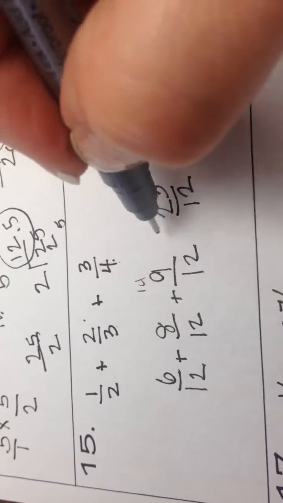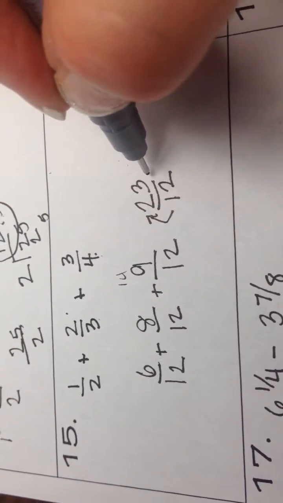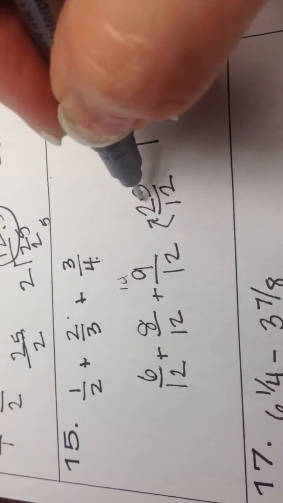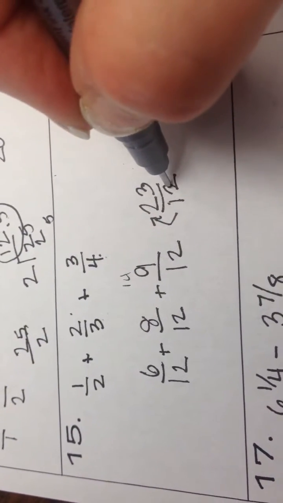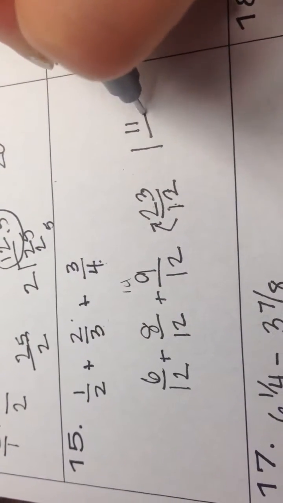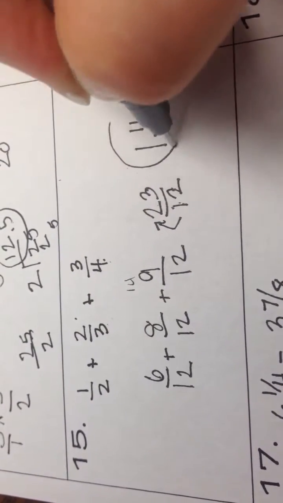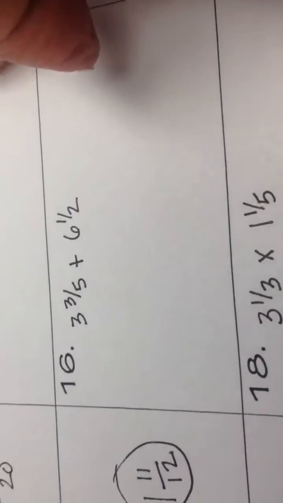Well, that's improper. So divide that into there. It goes once, not twice, because twice would be 24. So once, now just use this as your subtraction, right? 3 minus 2 is 1. 2 minus 1 is 1, so then I have 1 and 11 twelfths. Yes? All right, let's try this one.